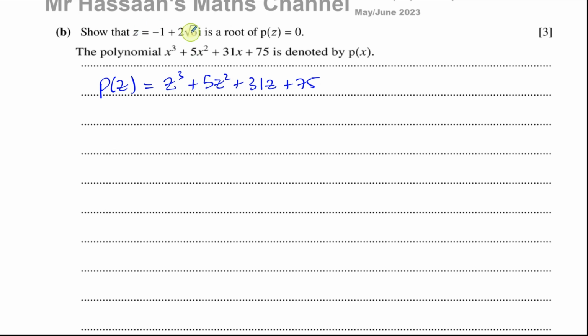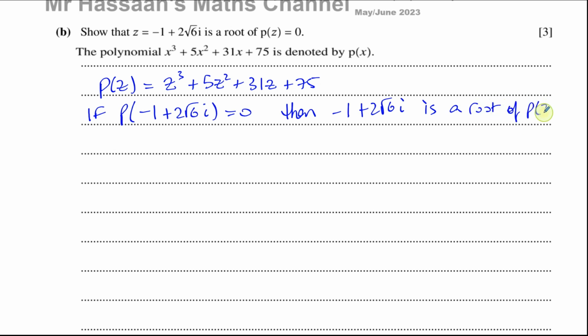And we want to show that this is a root of p of z equals 0. So very similarly, this is now given not as a factor, but as a root. So we can say if p of minus 1 plus 2 root 6i is equal to 0, then we can say minus 1 plus 2 root 6i is a root of p of z equals 0. If substituting this in there makes a 0, then it's going to be a root of it.